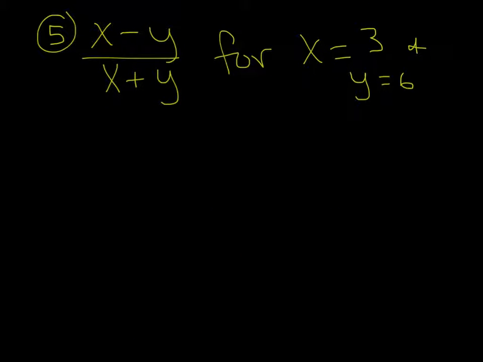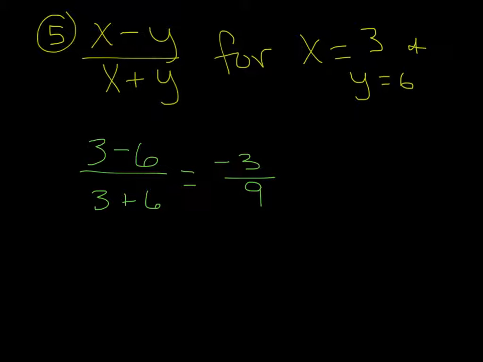So we're going to do one more problem that involves evaluating, and then we're going to go on to simplifying. So I'm going to evaluate (x minus y) over (x plus y) for x equals 3 and y equals 6. So I'm going to substitute in 3 for all of the x's and 6 for all of the y's. This is going to give me -3 over positive 9. Do not forget to simplify. Your answer for that one is going to be -1/3.